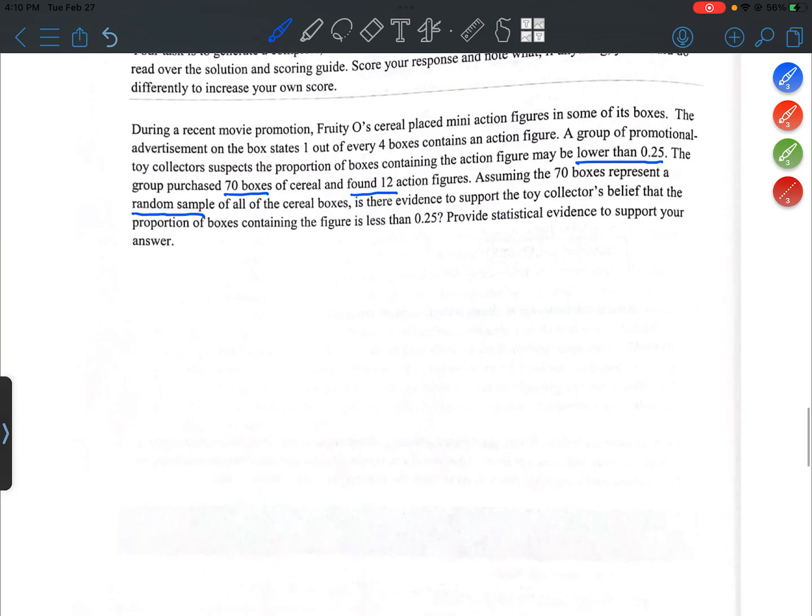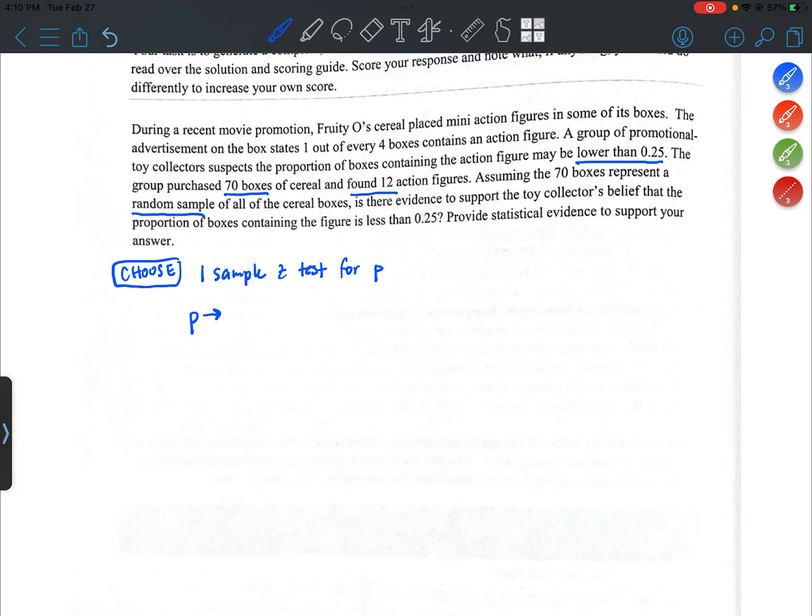All right, so we're going to use the 4C method to do this FRQ. First we're going to choose our procedure. Based on the question stem, there's only one sample, so this is going to be a one sample z-test for a proportion.